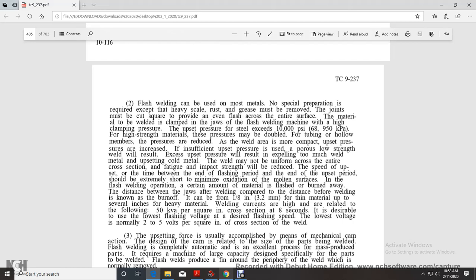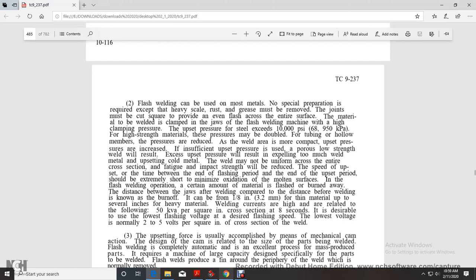For high strength material, the pressure may be doubled. For tubing or hollow members, the pressure is reduced as well, along with the area with more contact. Upset pressure is increased. Insufficient upset pressure will result in a porous, low strength weld. Excessive upset pressure will result in expelling too much weld metal, with the upset cold weld metal. This may not be uniform across the entire cross-section, reducing fatigue strength.